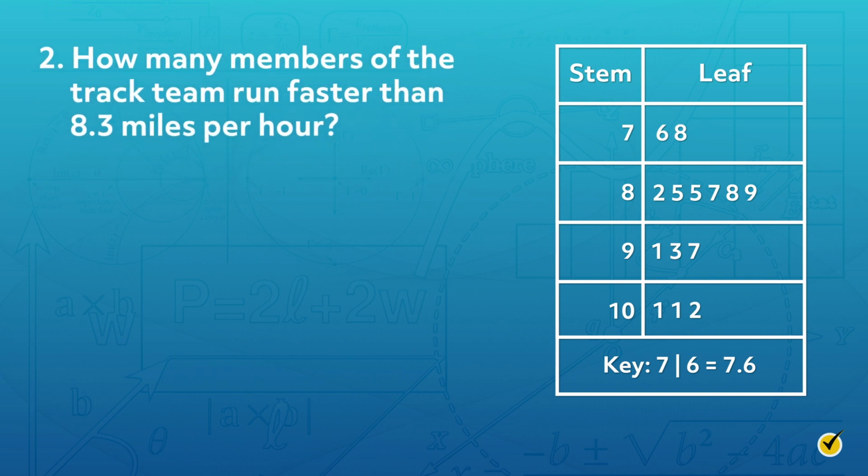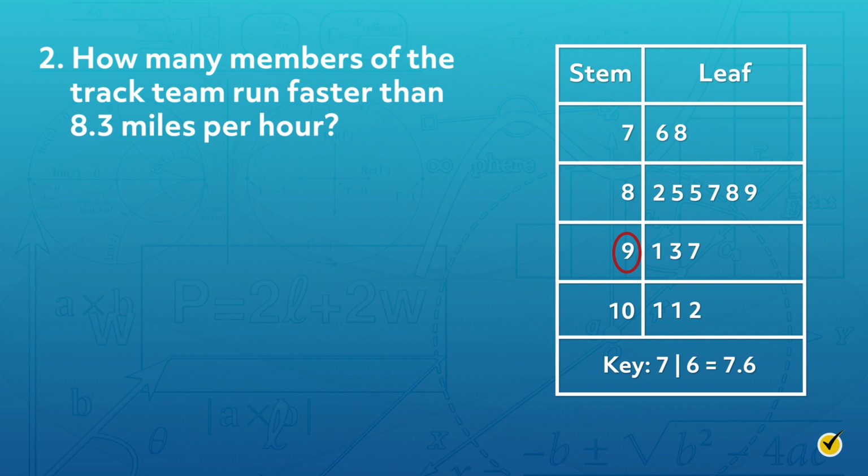How many members of the track team run faster than 8.3 miles per hour? To answer this question, we need to examine data values with a stem of 8, 9, or 10. For the data values with a stem of 8, count the leaves greater than 3 for jogging speeds greater than 8.3. 5 numbers are greater than 8.3. 8.5, 8.5, 8.7, 8.8, and 8.9.